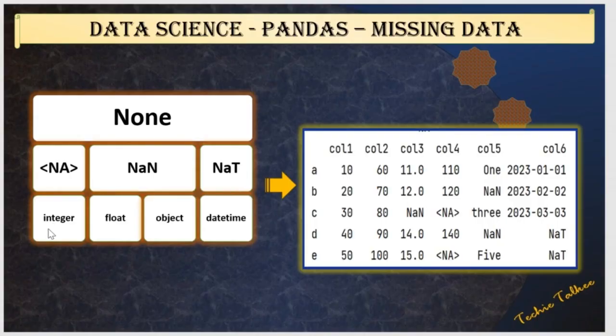To summarize, for the integer type, the default marker is NA. For the float and the object types, the default marker is NaN. And for the datetime, the default marker is NaT.